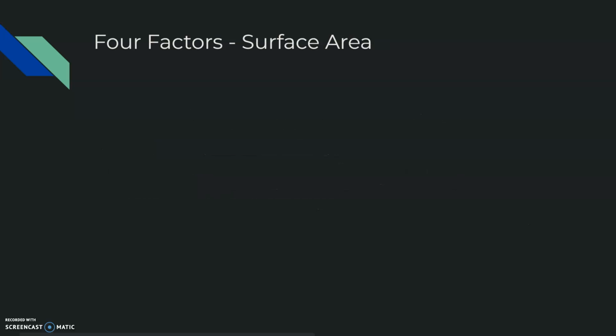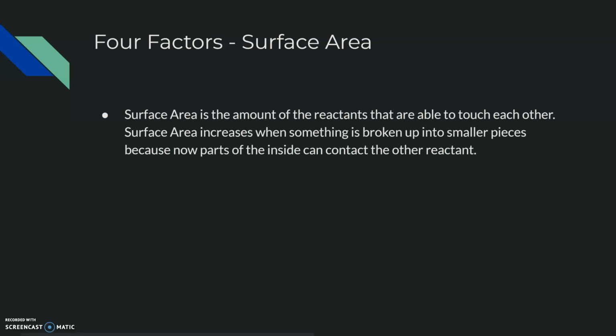4 factors. Surface area. Surface area is the amount of the reactants that are able to touch each other. Surface area increases when something is broken up into smaller pieces, because now parts of the inside can contact the other reactant.